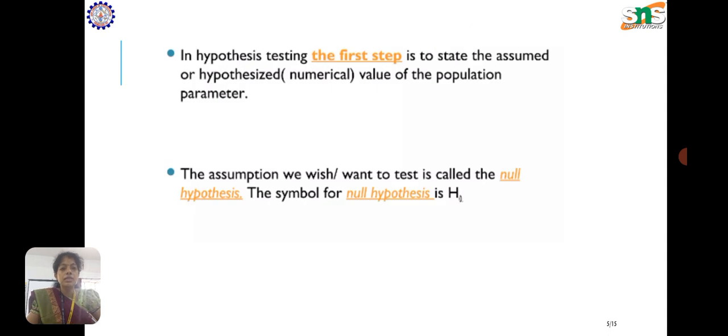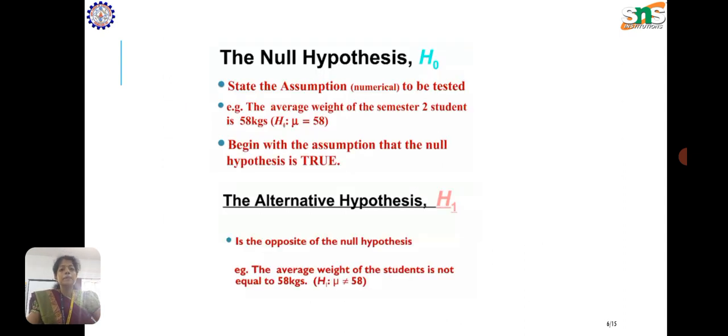In hypothesis testing, the first step is to state the assumed or hypothesized value of the population parameter. The assumption we wish to test is called the null hypothesis. The symbol of the null hypothesis is H0. The null hypothesis is an assumption to be tested. For example, we can assume the average weight of semester two students is 58 kgs. Begin with the assumption that the null hypothesis is true.